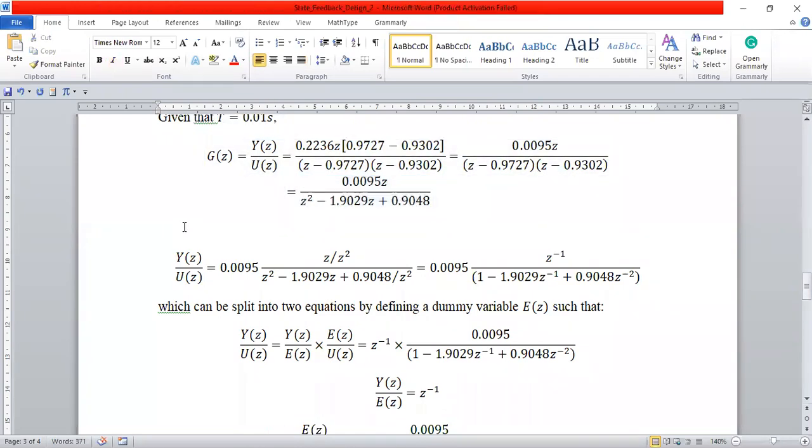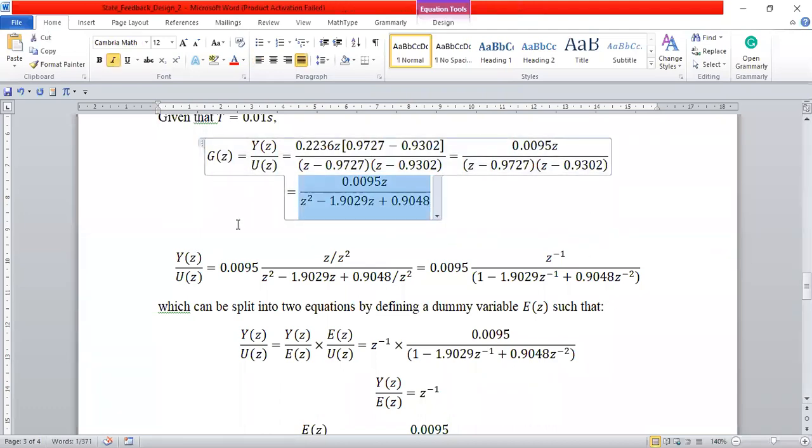Now we want to convert this transfer function into state space form. We did that last week, and there are some steps involved. There are up to 3 or 4 steps involved in converting a transfer function in the Z domain into the state space form.